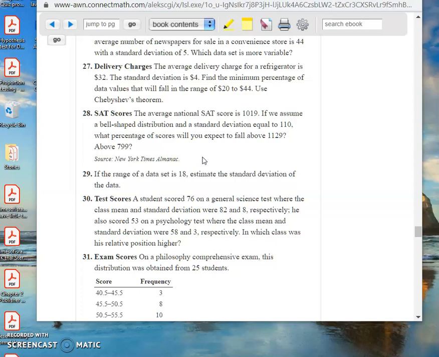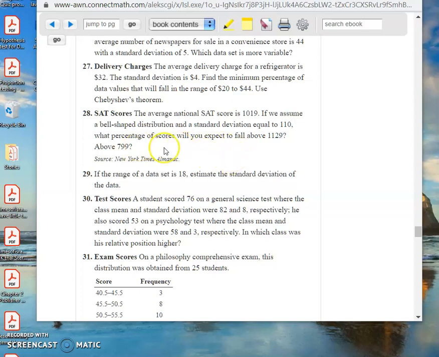Now, the first thing you should notice here is that 1019 plus 110 is 1129. 1019 subtract 110 is 909. Subtract another 110 and we're at 799. So what this boils down to is 1129 is plus 1 sigma. 799 is minus 1 sigma.